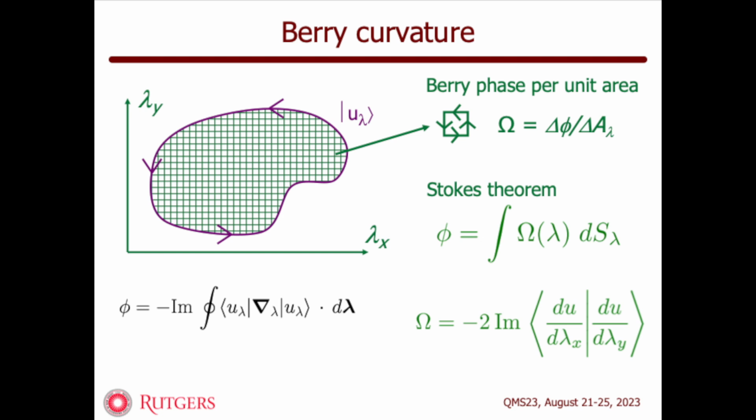If you work out what this Berry curvature is, since there's basically a derivative in it, again, the Berry potential or the Berry connection has one lambda derivative in it. This one has two, one acting in the bra and one acting in the ket, one with respect to x and one with respect to y. So this is the formula for the Berry curvature.